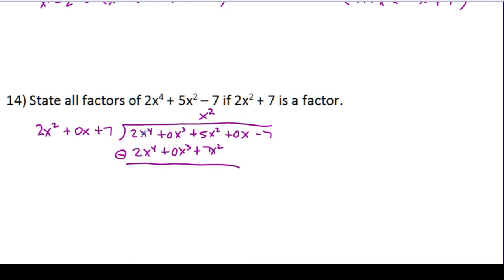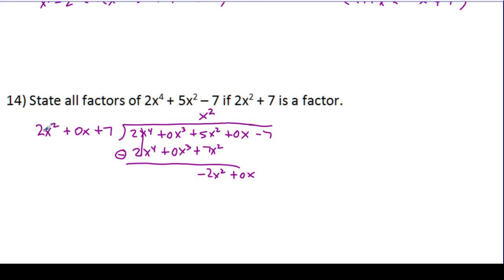So 2x to the fourth minus 2x to the fourth cancels. 0x cubed minus 0x cubed is still 0, so I'm not going to bring anything down for that. 5 minus 7 is going to give me negative 2x squared. I'm going to bring down the next term, 0x. I need to turn this expression into this expression, and it looks like there's nothing in this second spot, so there's basically a minus 1.